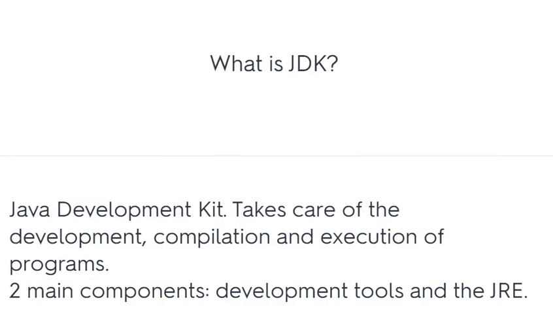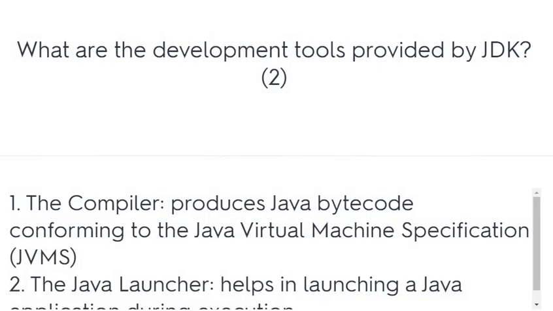What is JDK? Java Development Kit takes care of the development, compilation, and execution of programs. Two main components: development tools and the JRE. What are the development tools provided by JDK? 1. The compiler produces Java bytecode conforming to the Java Virtual Machine specification. 2. The Java launcher helps in launching a Java application during execution.